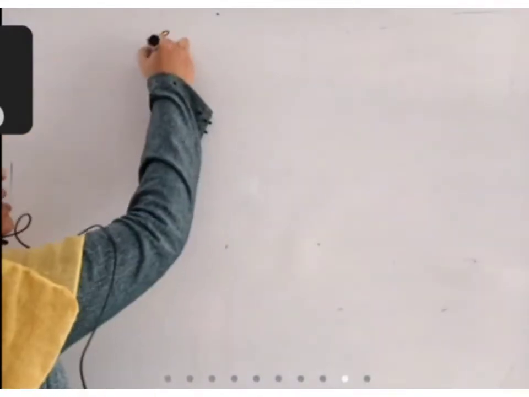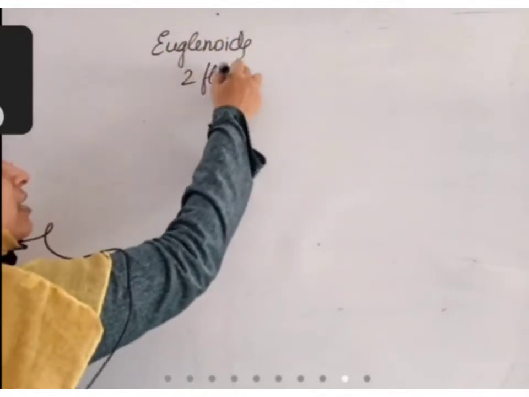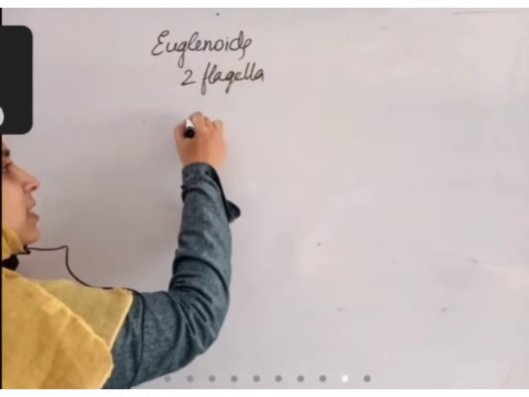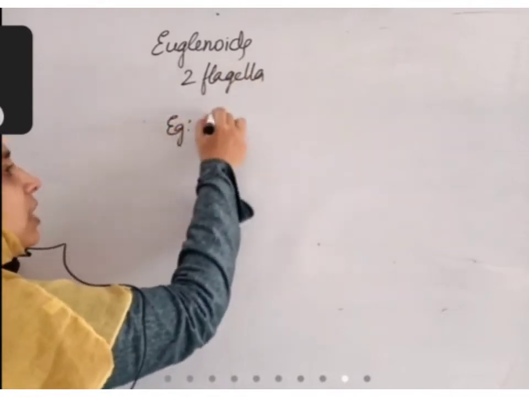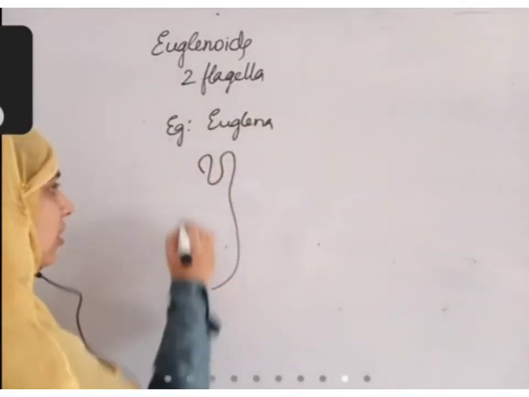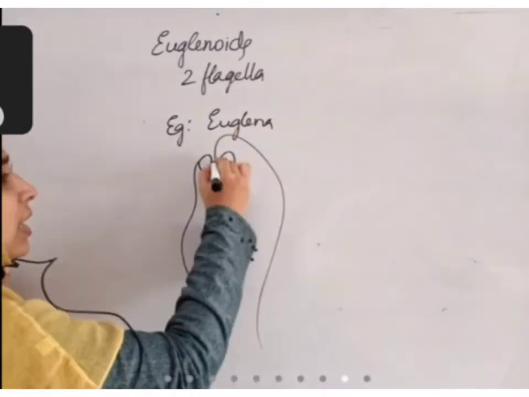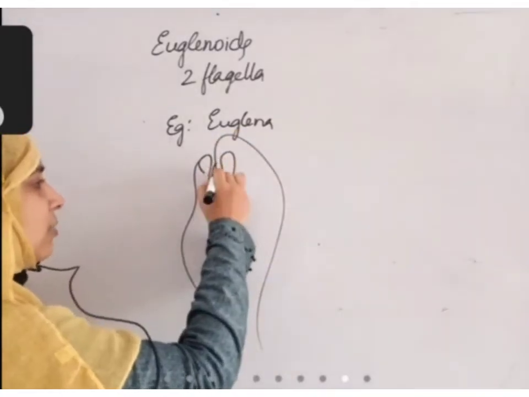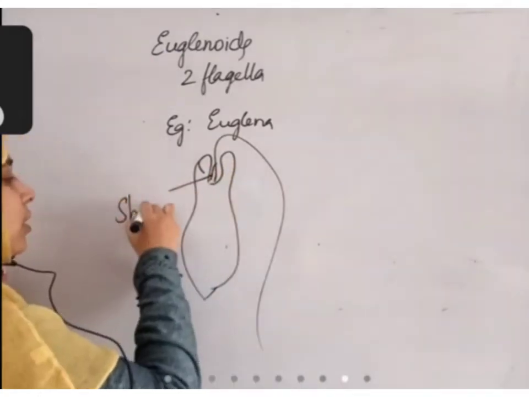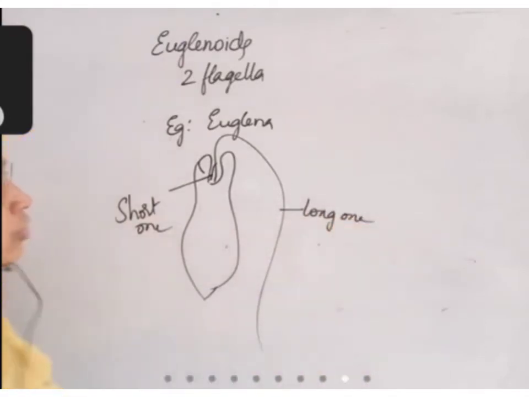Euglenoids. Euglenoids are generally photosynthetic. They have two flagella. For example, this is Euglena. If you see in Euglena, you can see that here one flagellum is present. You know about this, but additionally one small flagellum is present. So this is the short one, this is the long one, two flagella are present, okay.